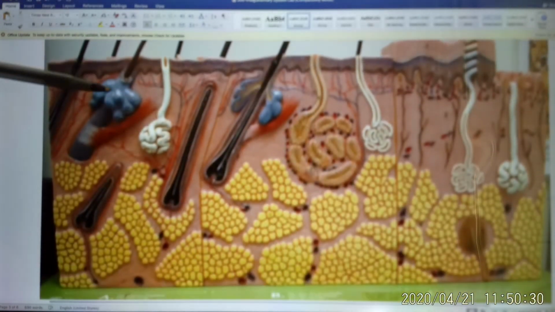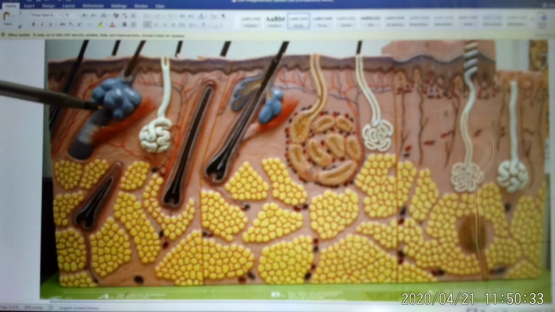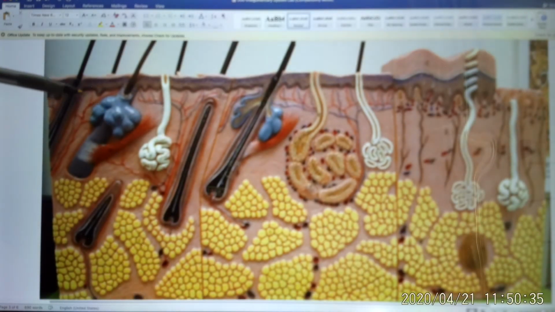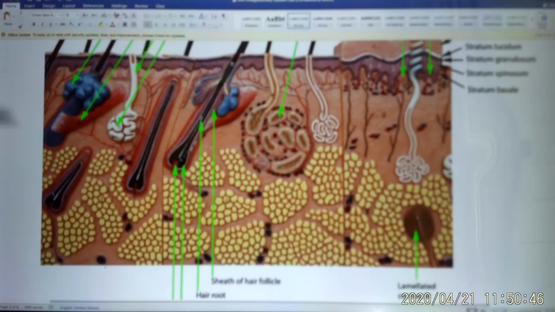I also put this picture here. This is the picture I use in the lab practical. It is not labeled, so you can use it to practice, pointing at each one of them and saying what's this, what's that. And the key is all here.